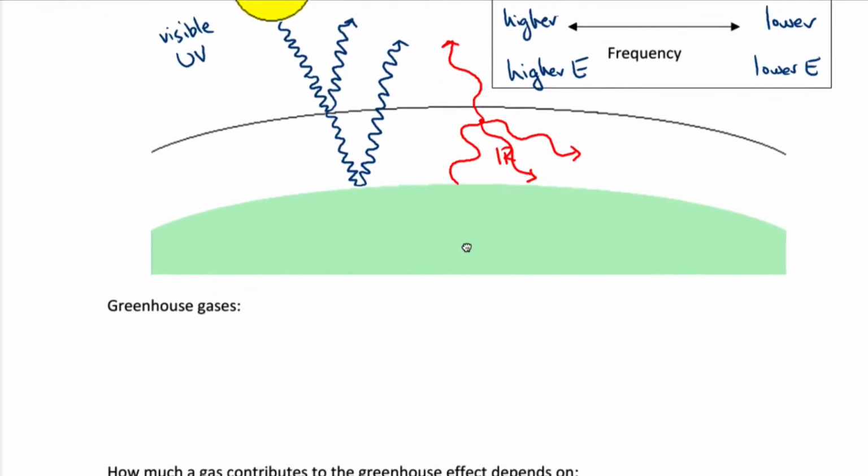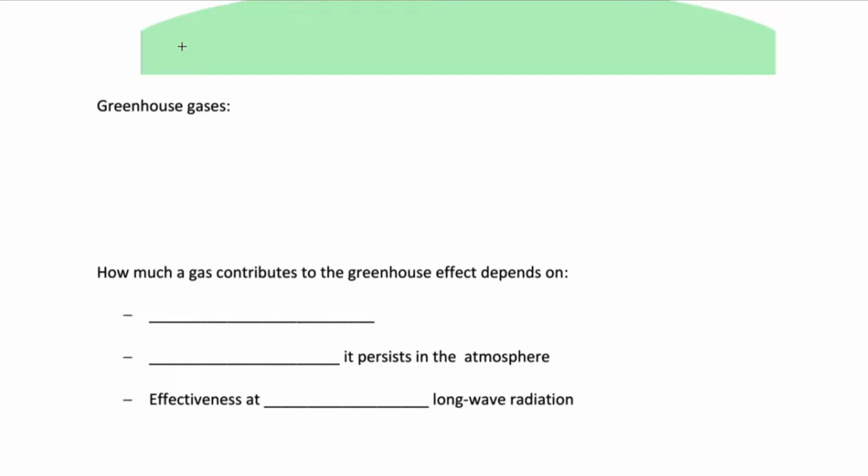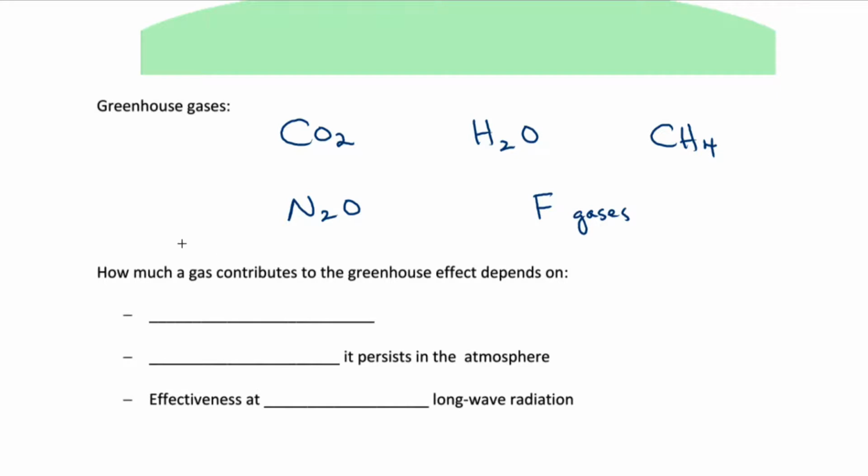So now we've seen in the simulation the gases that absorb and then re-radiate this longer wavelength energy. And those greenhouse gases that we saw in the simulation were carbon dioxide, water vapor, methane, nitrous oxide, and one that's not in the simulation but is important are fluorinated gases. Now, just to mention that the greenhouse effect is important and would exist without humans, and without it, the temperature of the Earth would be much colder.